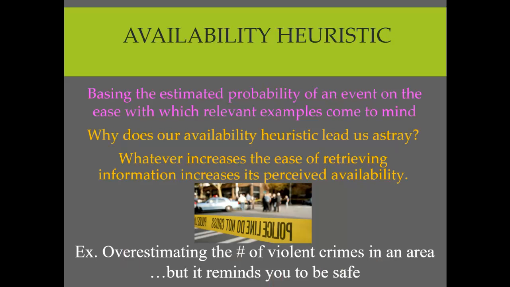The availability heuristic is when you're making a decision, you're basing it on information that was more recently available to you. So basing the estimated probability of an event on the ease with which relevant examples come to mind. So why does our availability heuristic lead us astray? Because sometimes what stands out in our mind is not always the most correct. Whatever increases the ease of retrieving information increases its perceived availability.